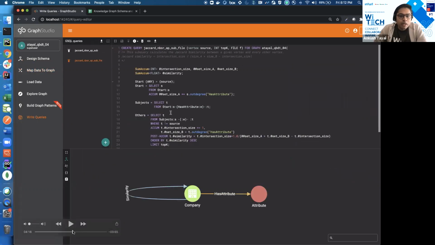Okay, so once we load the data, let's see if we are able to find similarity, recollecting the Jaccard-based similarity algorithm, wherein we are looking at the intersection.